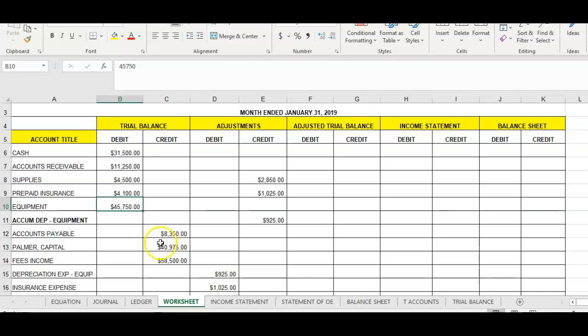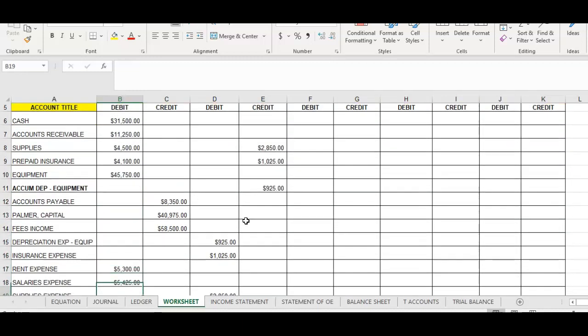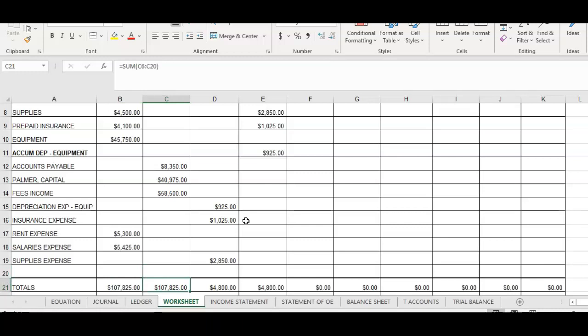meaning that every accounting period, a portion of the cost of the $45,750 will become an expense. And the accumulated account shows how much of the cost we have depreciated in total. So each month, this account is going to increase by $925.